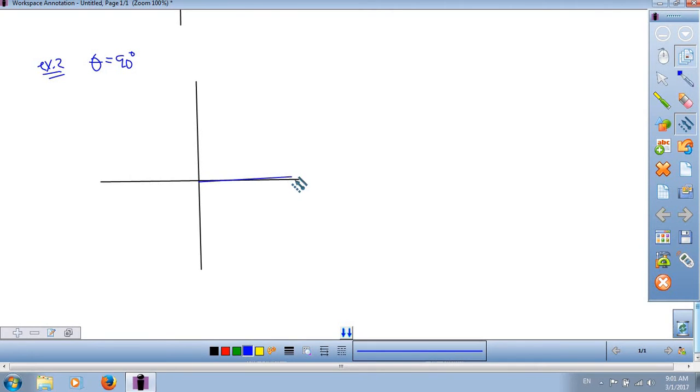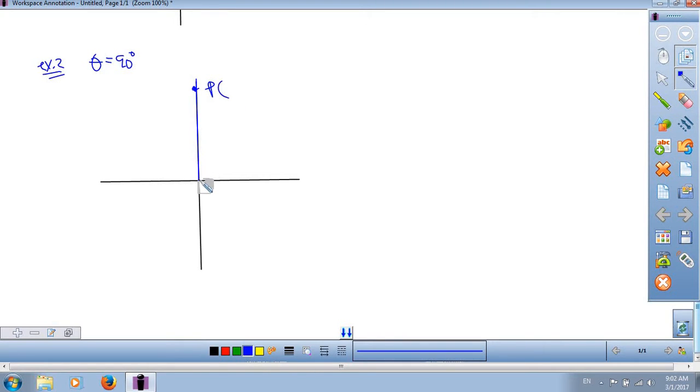Okay, so let's draw a 90-degree angle here. Let me see if I can. The 90-degree angle is going to be right here on the y-axis. I didn't draw it very well, so let's try again. It's going to be here on the y-axis, right? So let me pick a point here, point P.